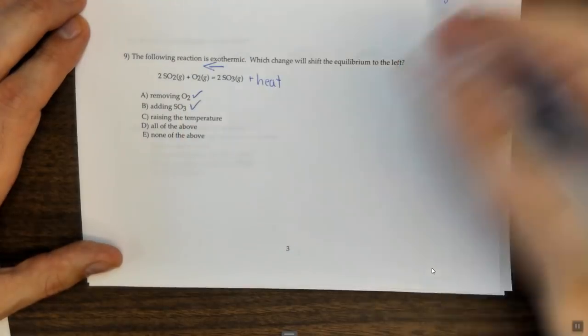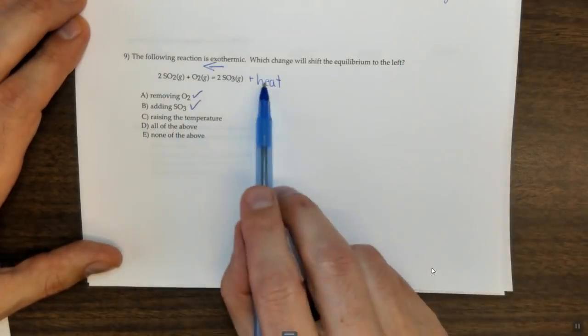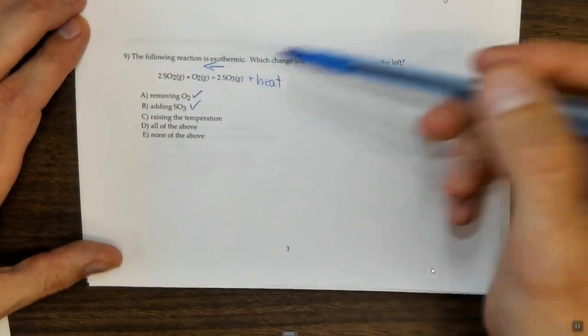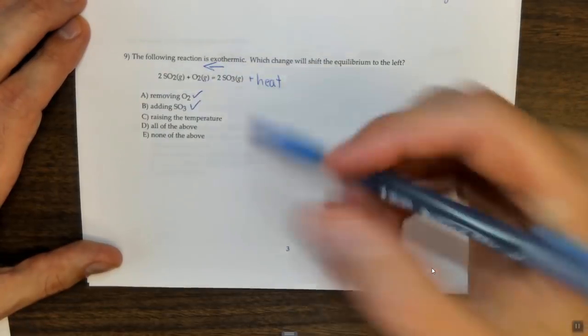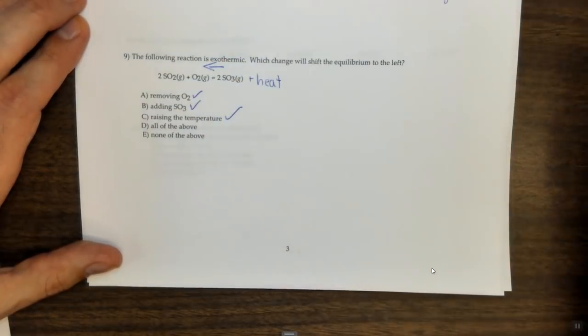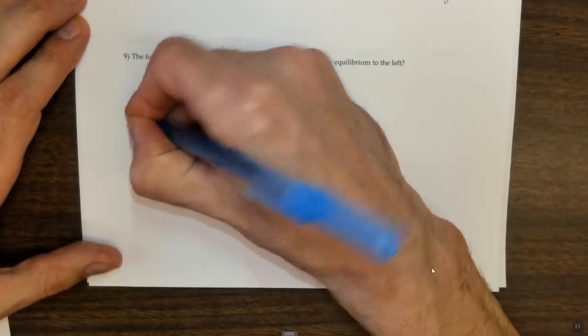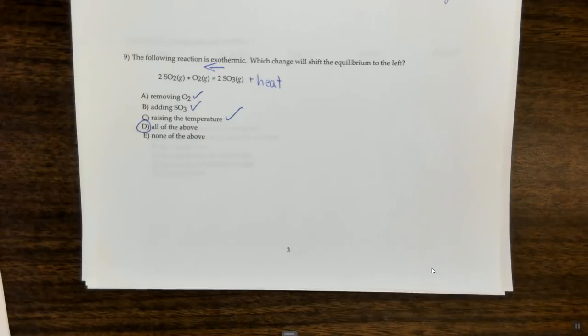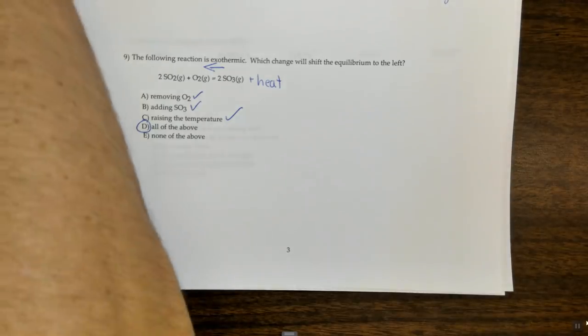Raising the temperature. Adding heat by raising the temperature, because heat is like a product, will shift the reaction to the left and towards the reactants. So raising the temperature will shift it to the left, which means that the answer is choice letter D. All of the above will cause this reaction to shift left.